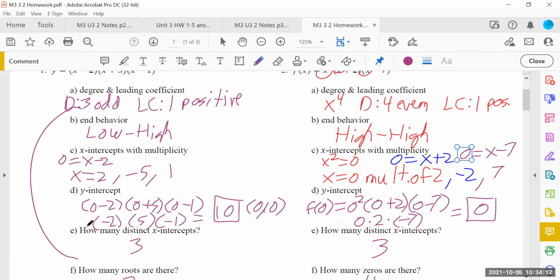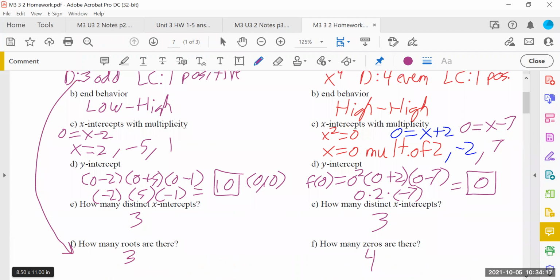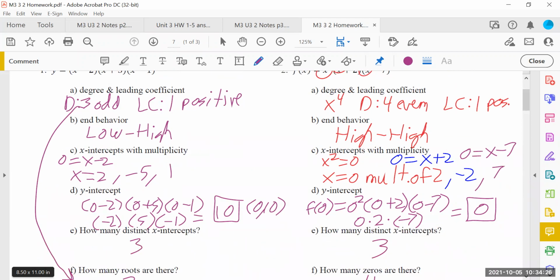Oops, not for the x-intercepts though. Down there. Why can't it be always the x-intercepts? Look at number 2. Why wasn't it 4 for number 2? Because 4 was our degree and 4 was our zeros, but there are only 3 x-intercepts. We have the same one twice, and distinct x-intercepts means don't count those duplicates. Does that make sense? So you can have fewer x-intercepts than your degree, but your degree, your zeros, your roots, those will always be equal. They'll always be the same.